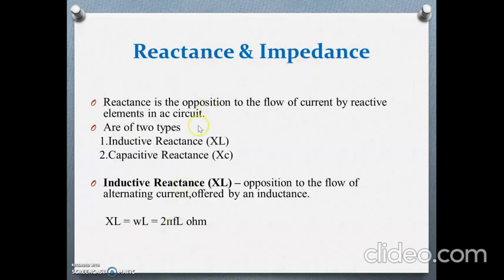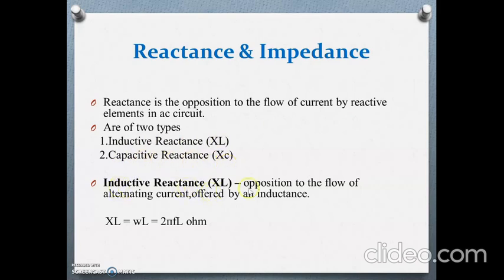Reactance and impedance. Reactance is the opposition to the flow of current by a reactive element in the AC circuit. As in a DC circuit, resistance is the opposition to the flow of current. Similarly, in an AC circuit, there is a term called reactance, which is the opposition to the flow of current by the reactive elements in the AC circuit. These reactances are of two types. One is inductive reactance, denoted by capital XL, and the second one is capacitive reactance, denoted by capital XC.